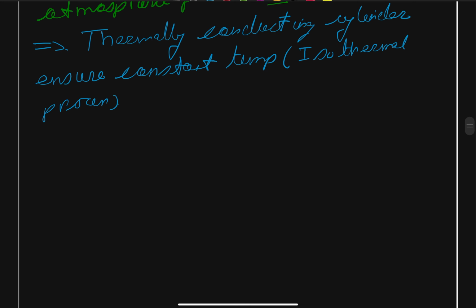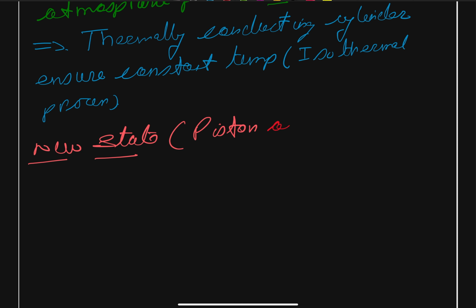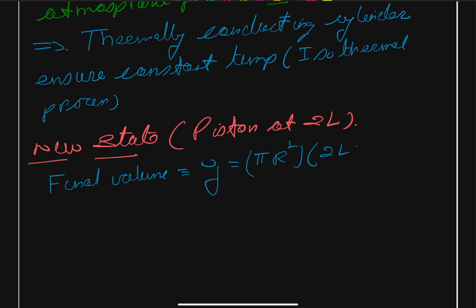Now let us come to our new state when the piston is at 2L. We have a new state, piston at 2L. So therefore new volume, or we can say our final volume, that is our V final, will be equal to pi r square multiplied by 2L.